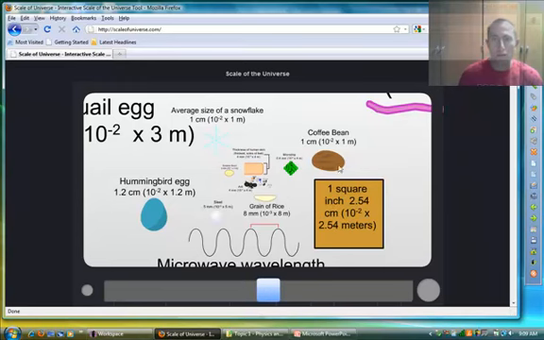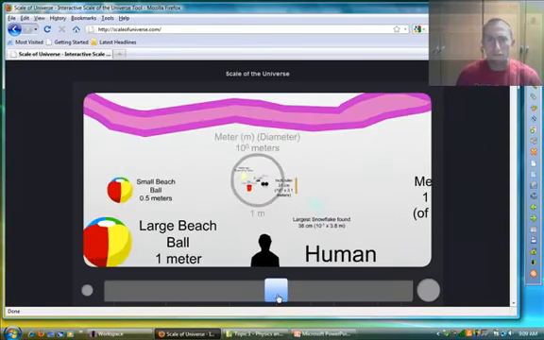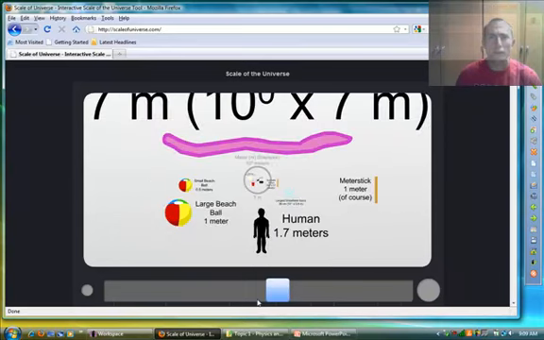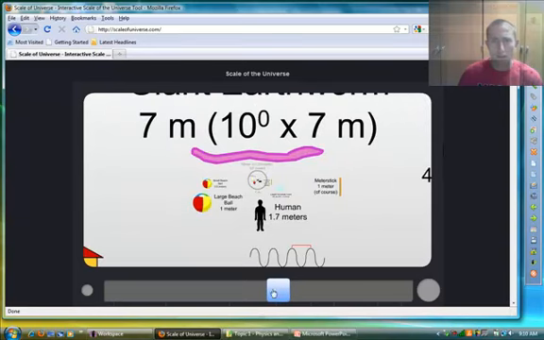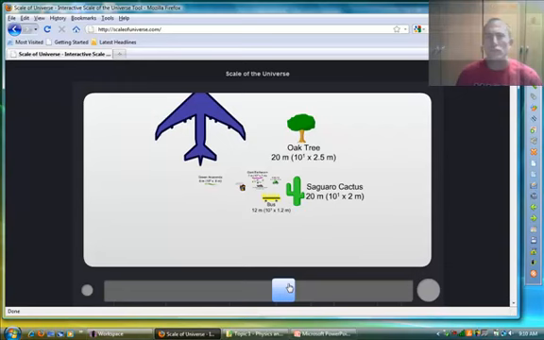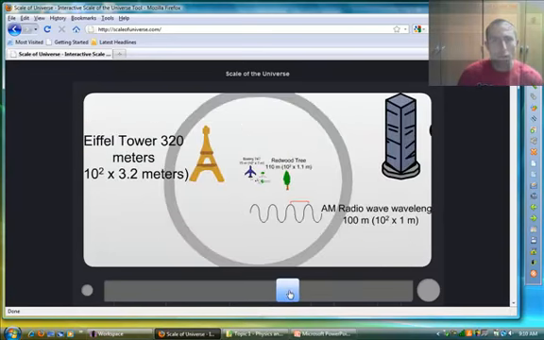There's your coffee beans. These are important. You should know everything you can about coffee beans. They are significant. Humans, okay, about 2 meters, give or take. And so here we're kind of in the range of our everyday, 10 to the 0 to 10 to the second, maybe, depending on what we're looking at.